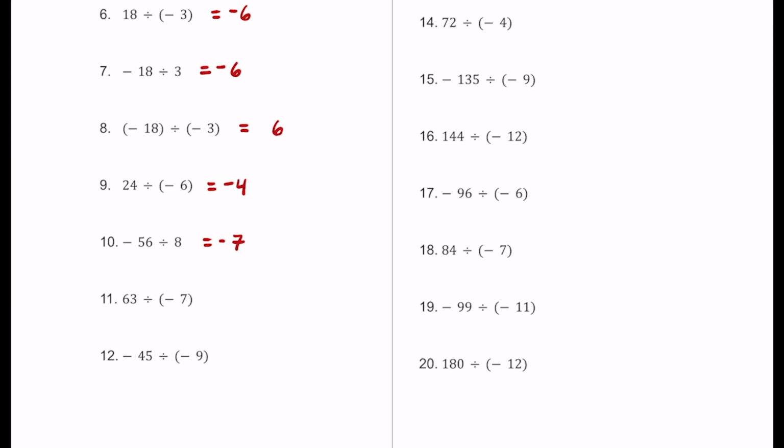We move on to this next one here. We take a look at number 11. If we have 63 divided by negative 7, well, 63 divided by 7 is 9, so 63 divided by the opposite of 7 would be the opposite of 9.